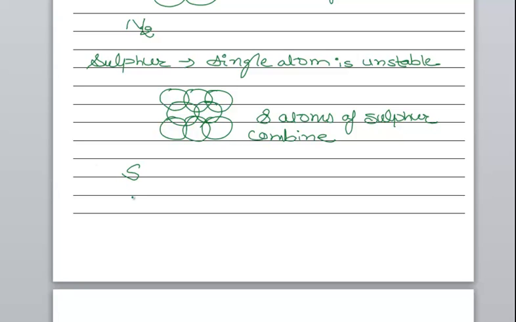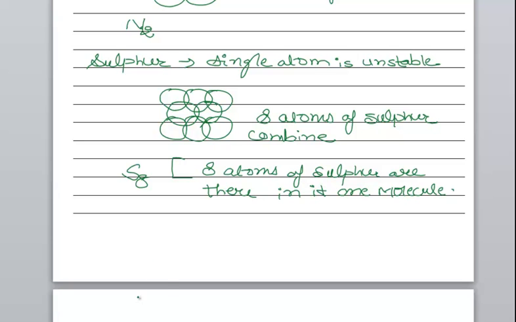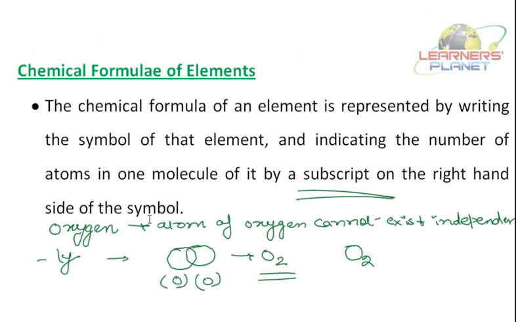Symbol for sulfur S. How many atoms are there in its molecule? In its one molecule? 8. So how many atoms are there in one molecule of sulfur? 8 atoms of sulfur are there in its one molecule. So this is the way how the chemical formula of elements can be written.